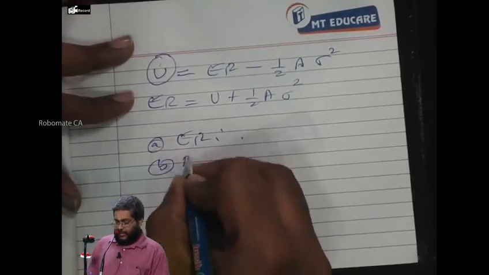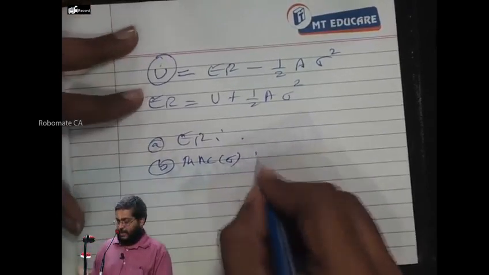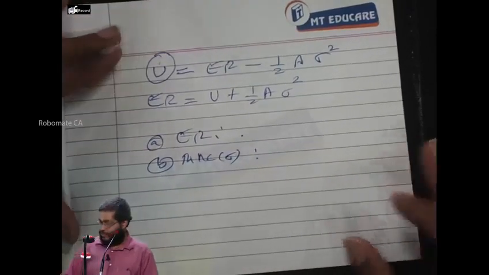Next, point B. Point B is what? Risk. In brackets, sigma, standard deviation.